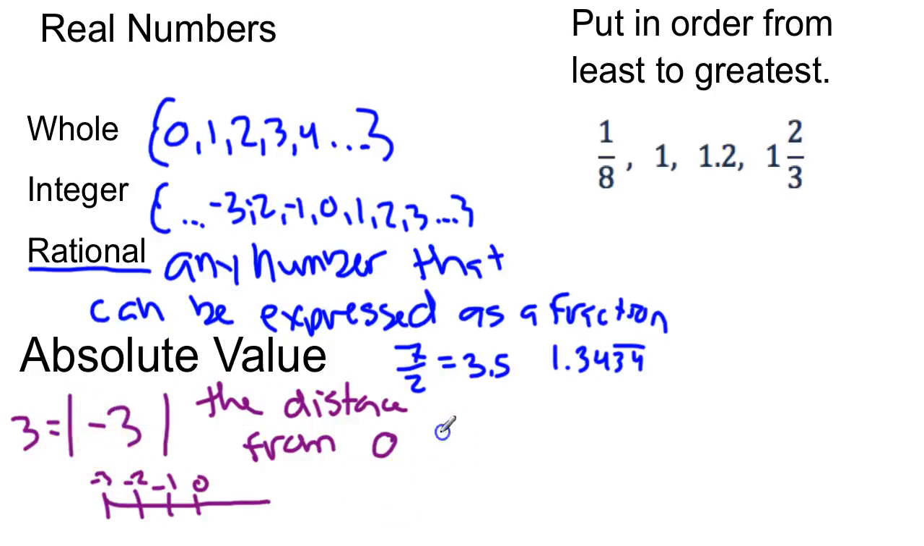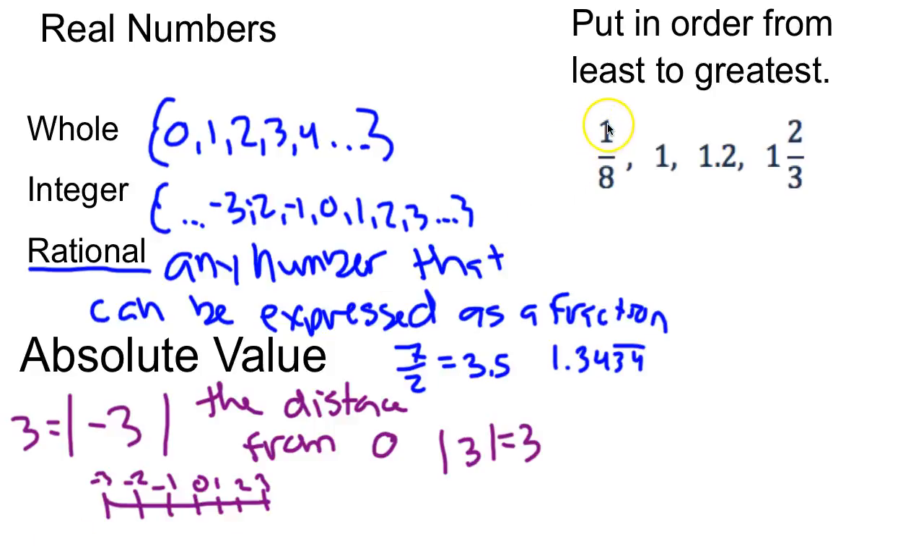What about the absolute value of 3? Well, how far away is that from 0? 1, 2, 3. It's also 3 away from 0. So the absolute value of 3 also equals 3.